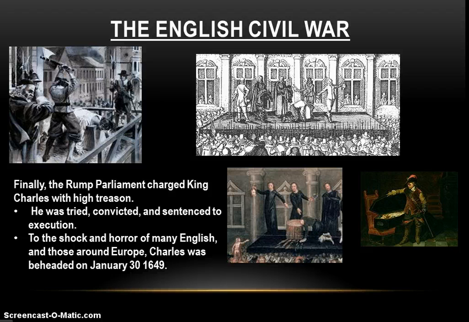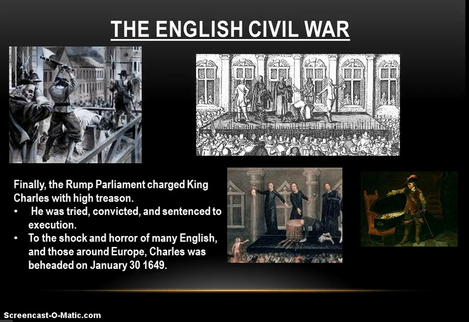And so, to the shock and horror of many English and those around Europe, on the morning of January 30th, 1649, King Charles I was executed by beheading there in London. And this is not something that had happened in Europe before.